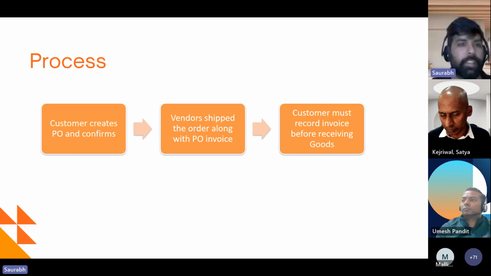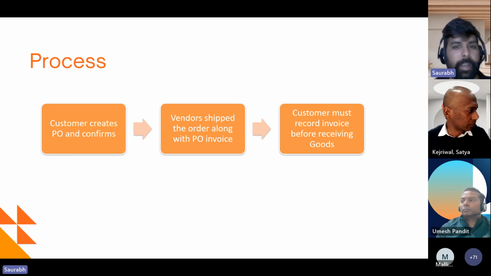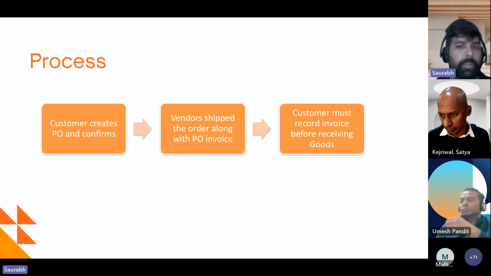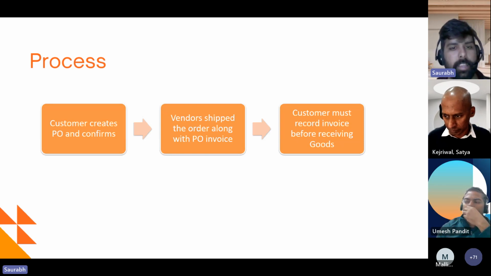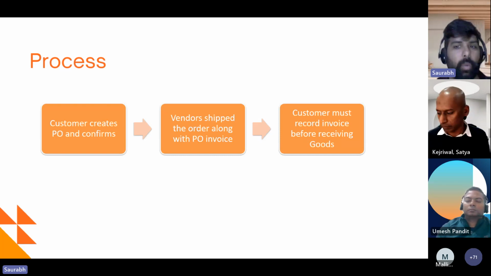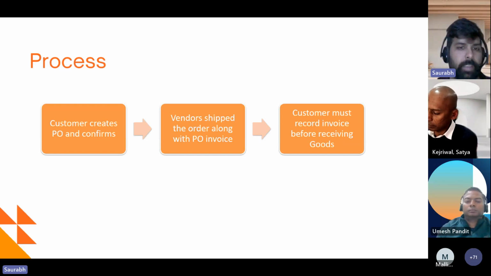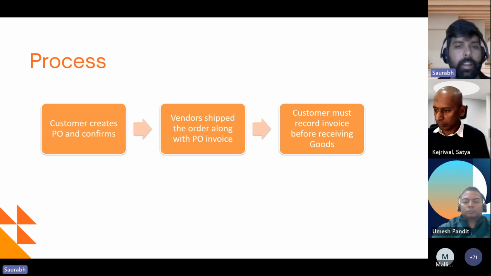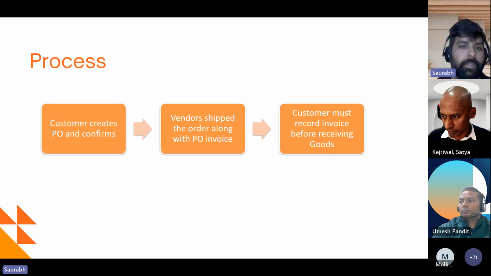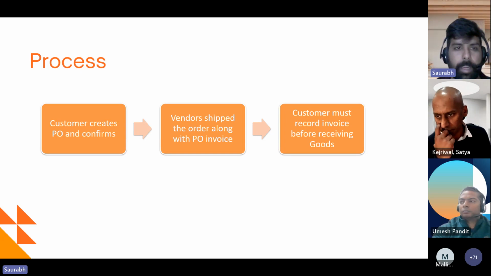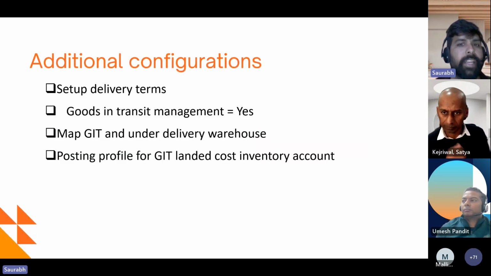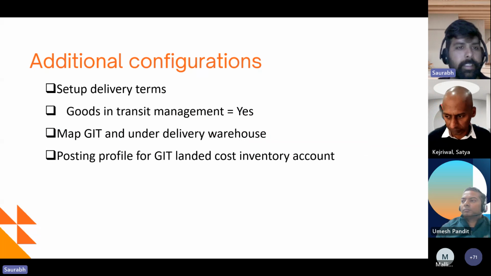Normally the process is that we create the PO and it is confirmed, and the vendor ships the order along with the PO invoice. The goods are still not received at the destination warehouse, but we need to record the invoice before receiving the goods. How do we record that? How is it going to be managed in our system from the valuation and accounting perspective? We need to do some additional configuration in the system.